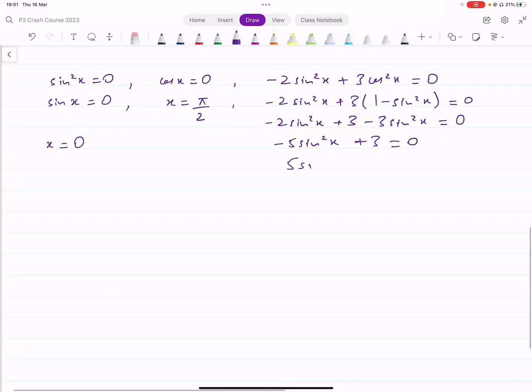We could take that to the other side, or let's keep it here for now. And that gives us 5 sine square x equals 3. Sine square x equals 3 over 5. Now we have to take square root of this. Square root of 3 over 5. Let's see what that turns out to be. Can somebody tell me what square root of 3 over 5 is? I can't find my calculator or answer. What's square root of 3 over 5?